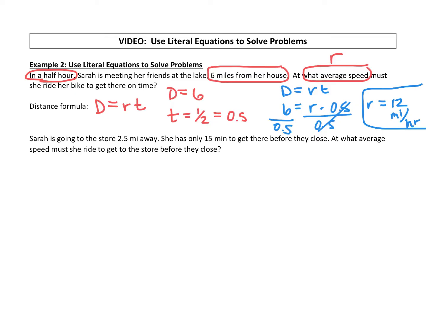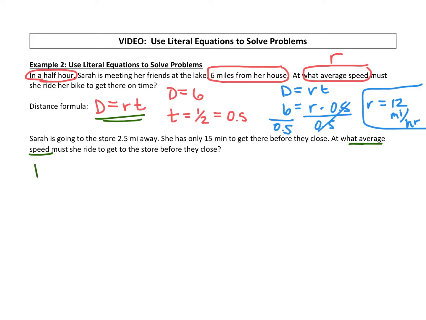Okay, so we have another question with Sarah again. This time she's going to go to the store. It's 2.5 miles away. She has only 15 minutes to get there before they close. At what average speed must she ride to get to the store before they close? So we just did an example very similar to this. They are asking for the average speed again, so that's the rate that we don't know. We're going to use our same formula, distance equals rate times time.